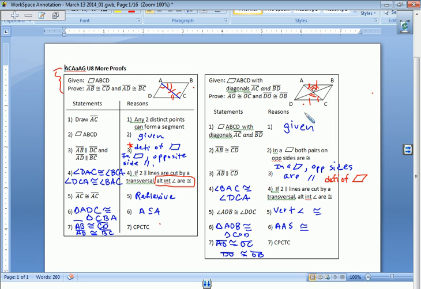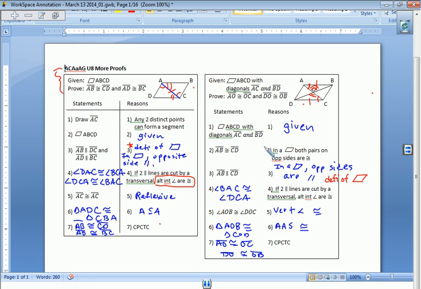I ended up marking the diagonals as bisecting just from knowing that it was a parallelogram. We can do that, but then somewhere in here has to be that statement, that AO is congruent to OC. So it has to be listed, not just known. Okay. Very good point there.